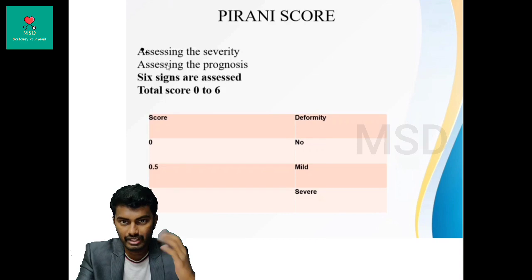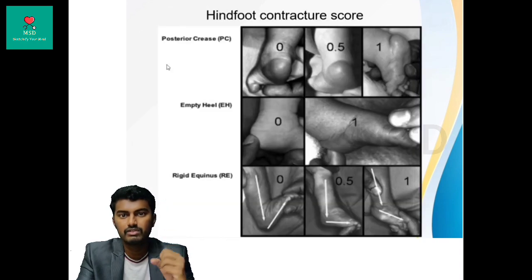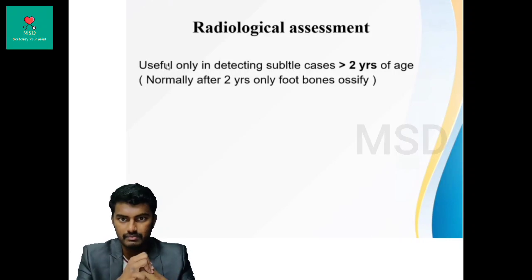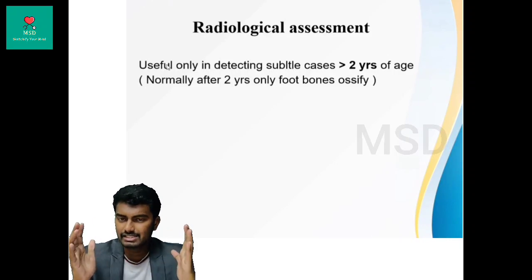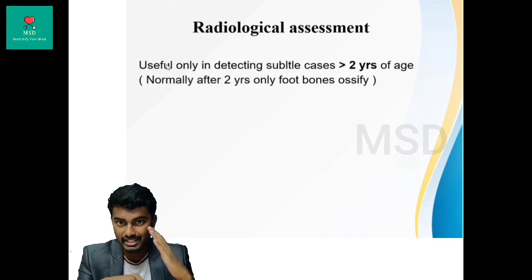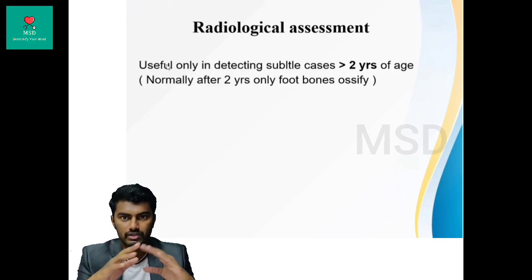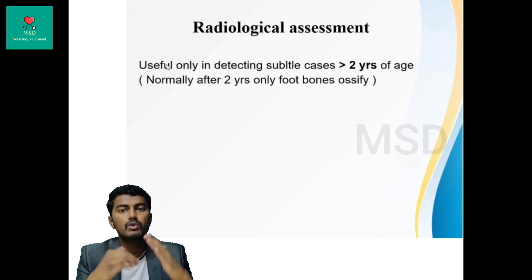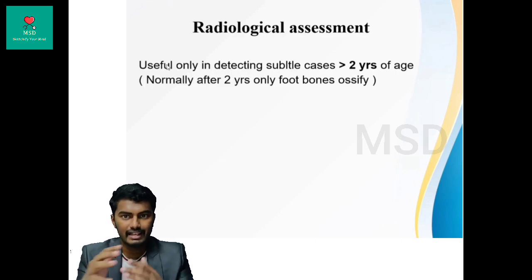So these are the various scores used in Pirani scoring, which you just need to have a look at. And then comes your radiological assessment. So is radiological assessment really necessary? Not at all. When the baby is presented to you at less than 2 years, the foot bones of the baby will never even get ossified, so you cannot even look at it on an X-ray. When the baby is presented at more than 2 years only, we can take an X-ray and identify the deformity and in which plane the deformity should be corrected.